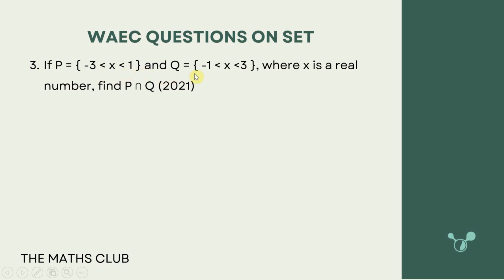So Q is also saying that x is between minus 1 and 3, but because it does not have equal to, it will be 0, 1, and 2, right? It's not going to include minus 1, it's not going to include 3 because there's no equal to under. So that's fine. It says where x is a real number, find P intersection Q. This is taken from 2021. Let's solve it together.